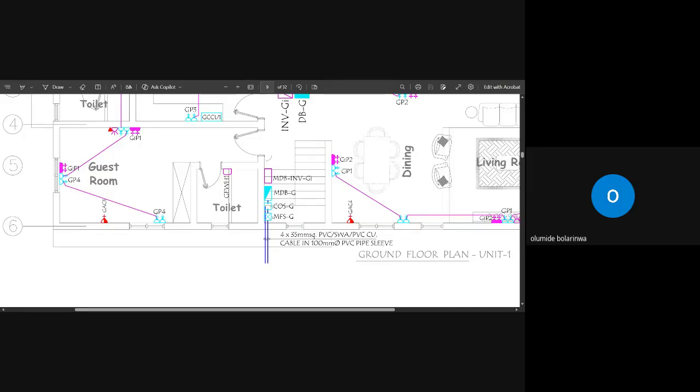Now you know that this our meter can never be placed on the floor. It will be placed at the height of what? 2.4 meter. So we put 2.4 meter. That's for the metering. Are you there with me? Where they wrote MFS, MFSG. Are you there?